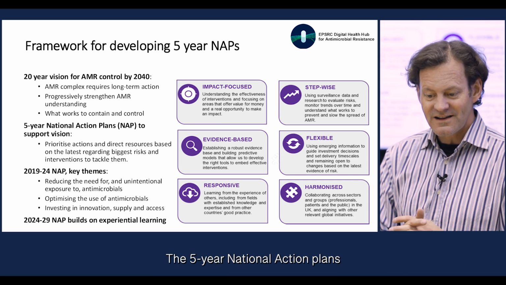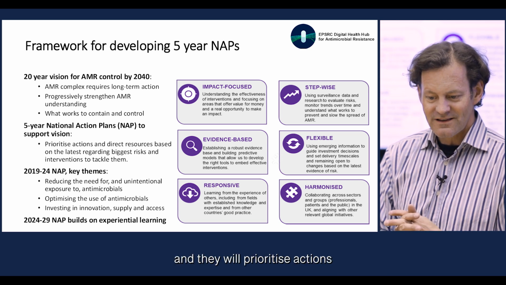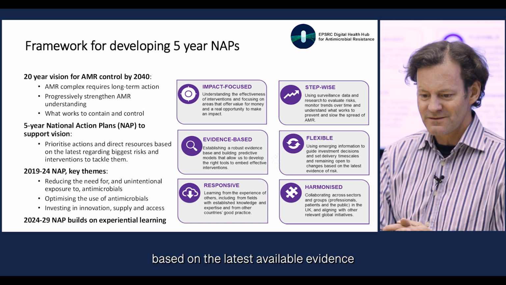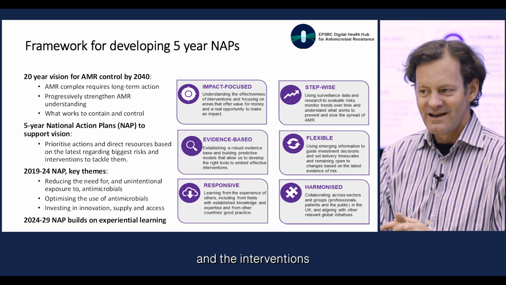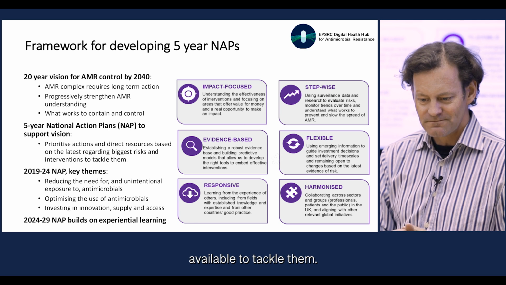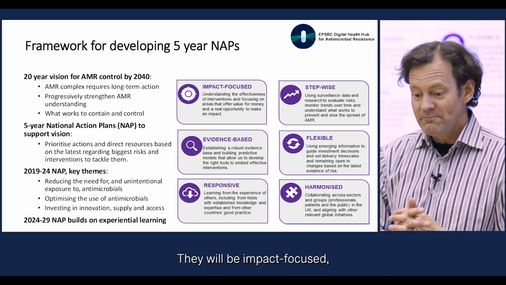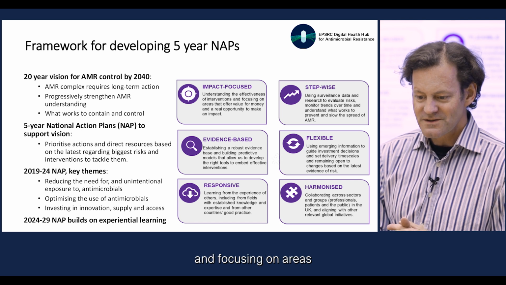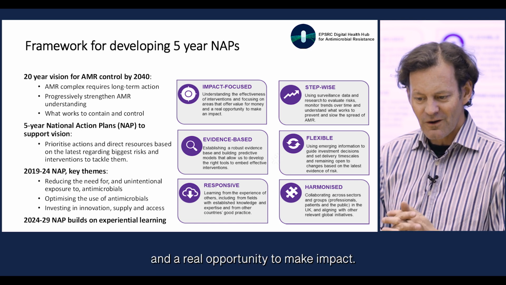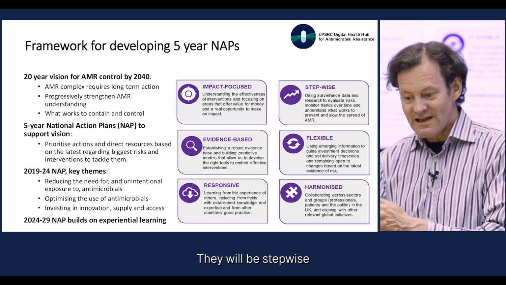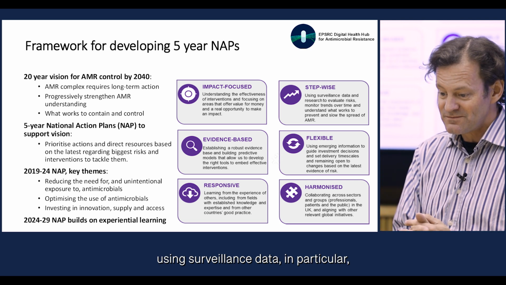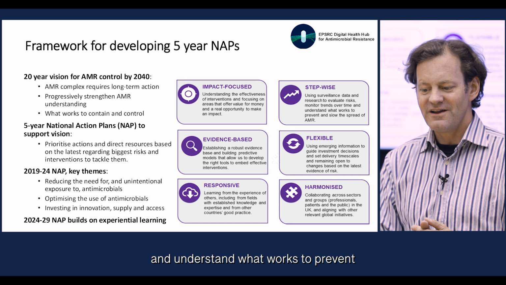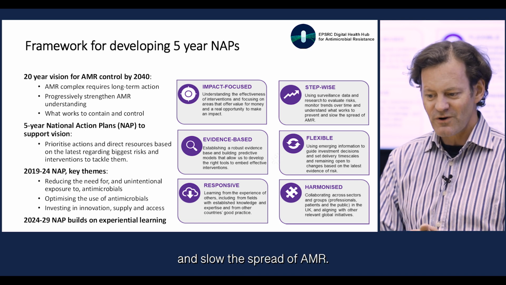The 5-year National Action Plans will support this vision, and they will prioritize actions and direct resources based on the latest available evidence regarding the biggest risks and the interventions available to tackle them. They will be impact-focused, understanding the effectiveness of interventions, and focusing on areas that offer value for money and a real opportunity to make impact. They will be stepwise, using surveillance data in particular and research to evaluate the risks, monitor trends over time, and understand what works to prevent and slow the spread of AMR.